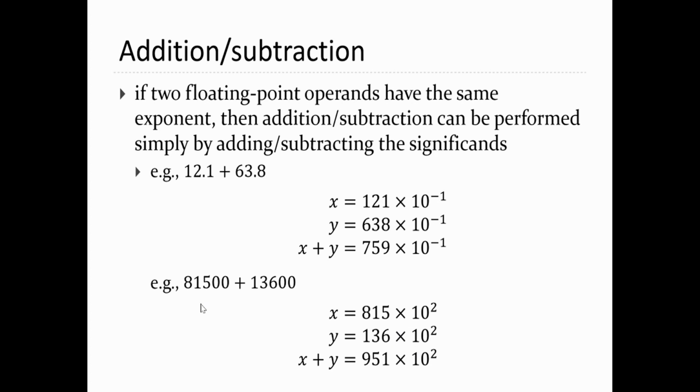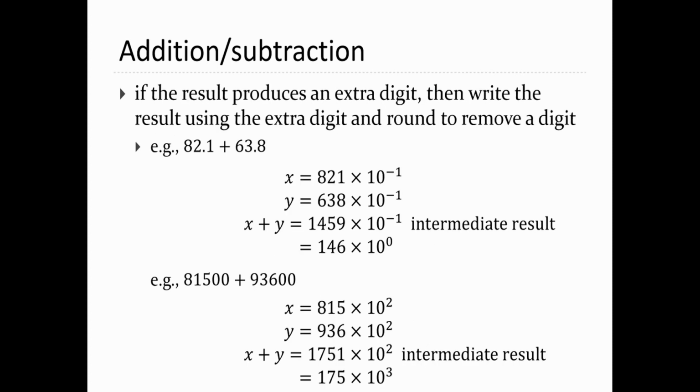Another example is here. I have 81,500 and 13,600. Just write them down in their floating point representation. In this case, the exponents are the same, so I can just add the significands, and I get 951 times 10 to the 2. So again, we can write down that sum using our floating point format.